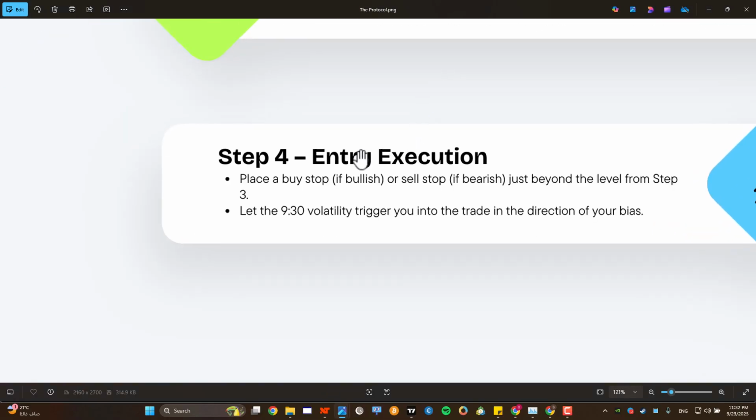Now step 4 is the entry execution. Place a buy stop if bullish or a sell stop if bearish, all right? Stop, not limit, just beyond the level from step 3, and you're going to let the 9:30 volatility trigger you into the trade, in the direction of your bias. Why stop? Why not limit or market? Because the volatility is going to be really high, and most of the times you're not going to get a retest or a pullback to get you in, all right?